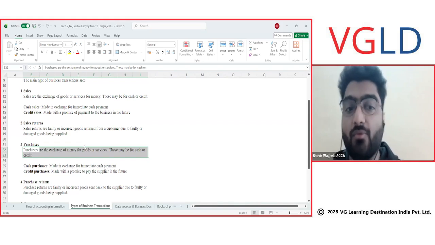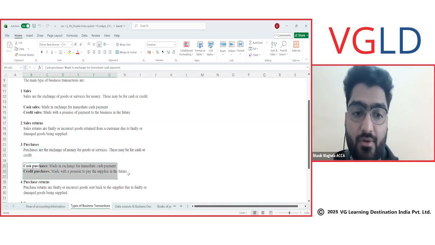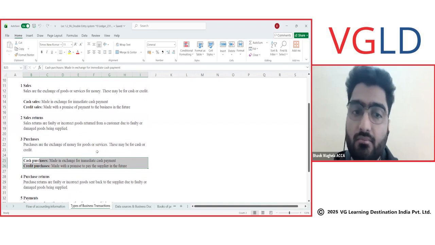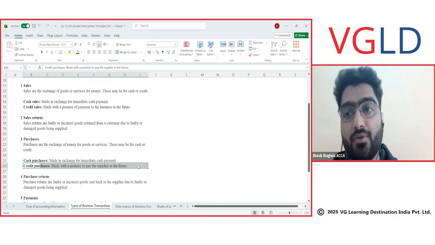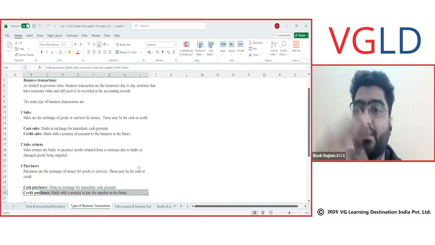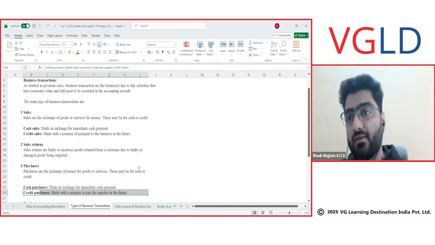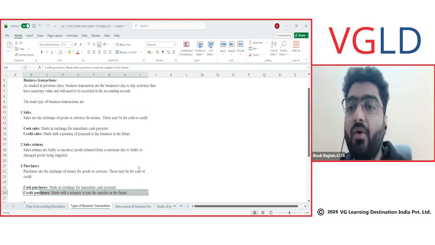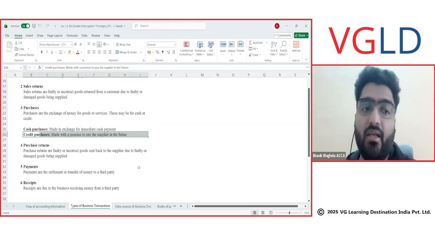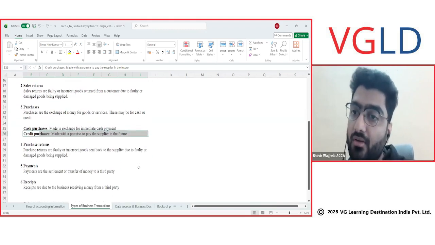So purchases, again, we have two types: cash purchases and credit purchases. Cash purchases are made in exchange for immediate cash payment, but credit purchases are made with a promise to pay the supplier in the future. Everyone understood? So just like one party will have cash sales, the other will have cash purchases. One party will have credit sales, the other party will have credit purchases. Everyone understood? Yes.